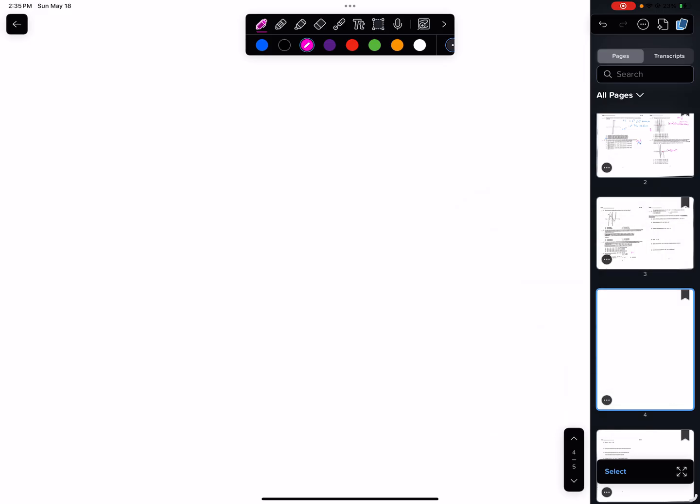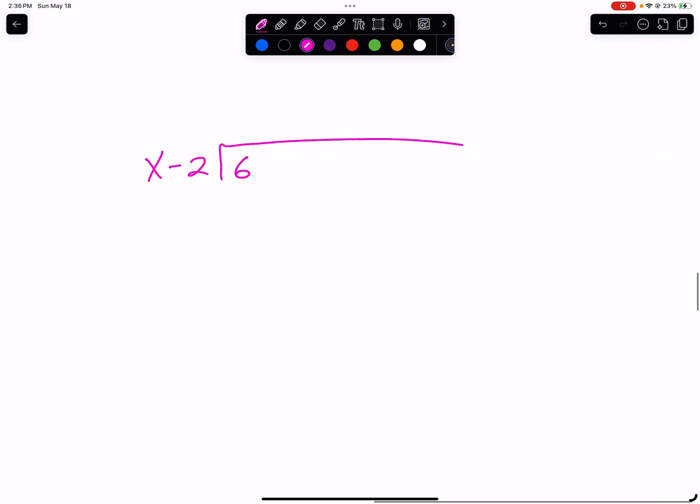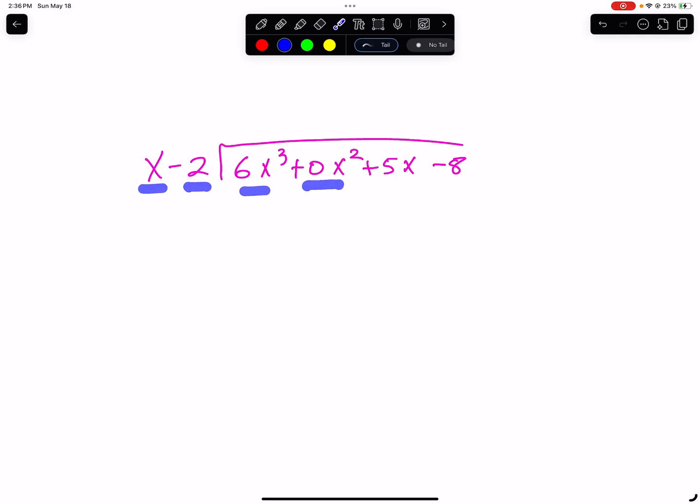All right, so we have x minus 2. And you put it in order and you have to have a placeholder, right, if I'm missing x squared. So you say 6x cubed plus 0x squared plus 5x minus 8. So here's what I think about it. I have two things here, so I always start two things over. So my first answer has to go 2 over, right?